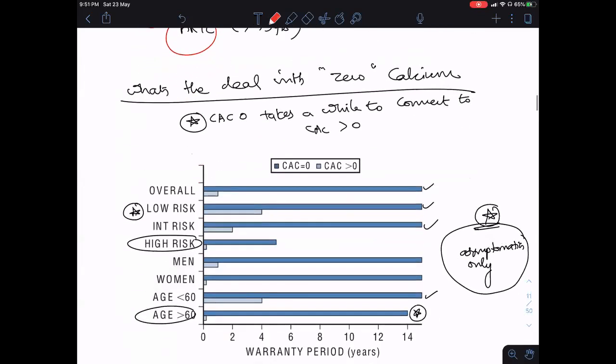So what's the deal with zero calcium? The issue is, if the patient has a coronary artery calcium of zero, the Agatston score of zero, a lot of people have found that the CAC doubling time, that is, the CAC takes a while to convert from zero to more than zero. So they have looked at what happens to patients if the CAC remained at zero, in comparison to patients whose CAC was actually more than zero.